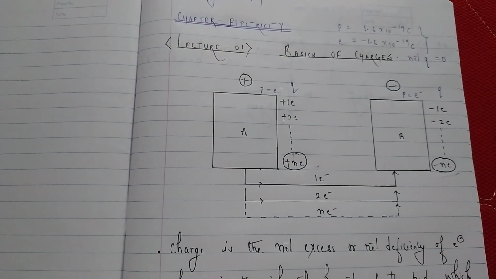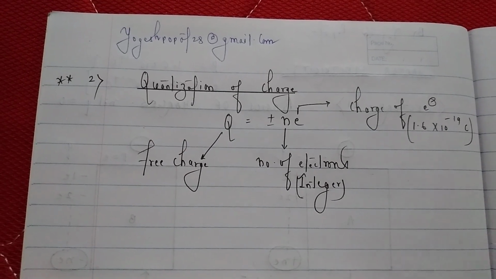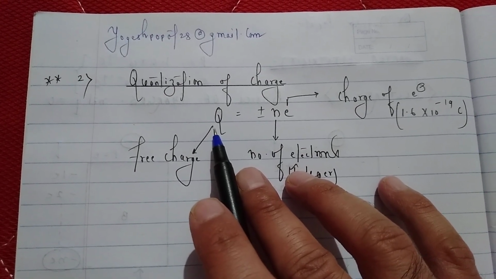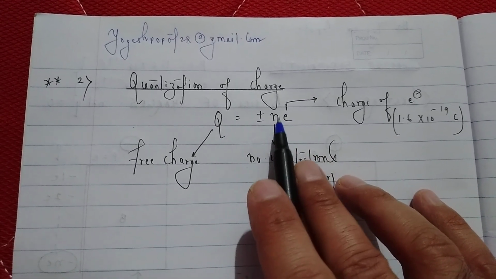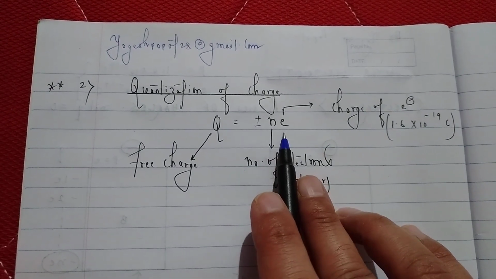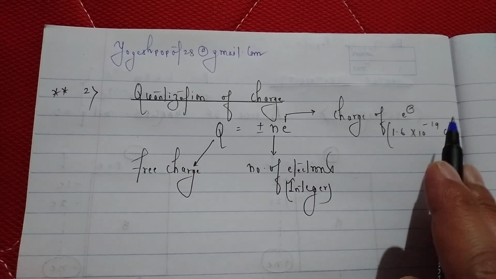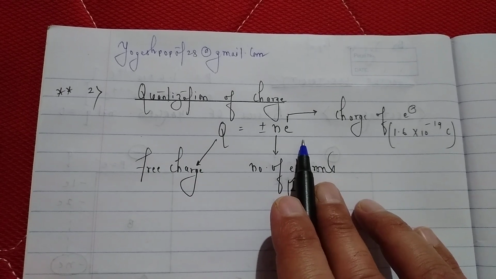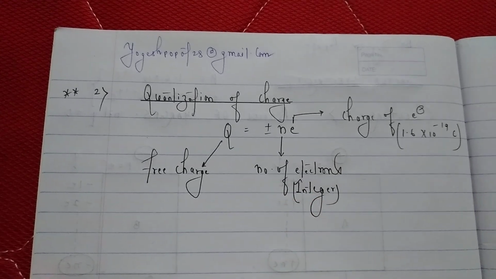So the second very important property of charges is quantization. This property says that any free charge, like the charge q acquired on body A and body B in the previous page, can be expressed as an integral multiple of the basic unit of charge. N is the number of electrons and it should be an integer. The basic unit of charge is the charge of an electron, and we know its magnitude is 1.6 × 10 to the power minus 19 coulomb. This is the property of quantization of charge.